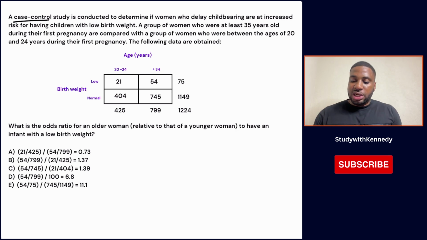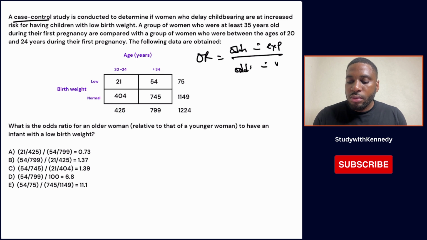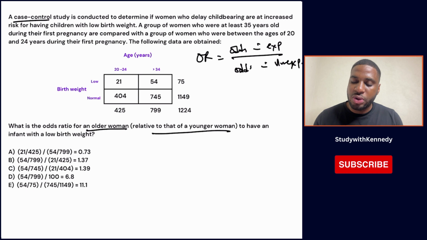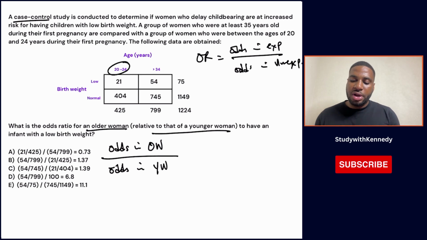Now, we said the odds ratio is the odds in the exposed over the odds in the unexposed. In the question, they said the odds for an older woman relative to a younger woman. So the older woman is the numerator and the younger woman is the denominator. So odds in older woman over the odds in younger woman. Who is the younger woman? 20 to 24. Older woman is greater than 34 years old.